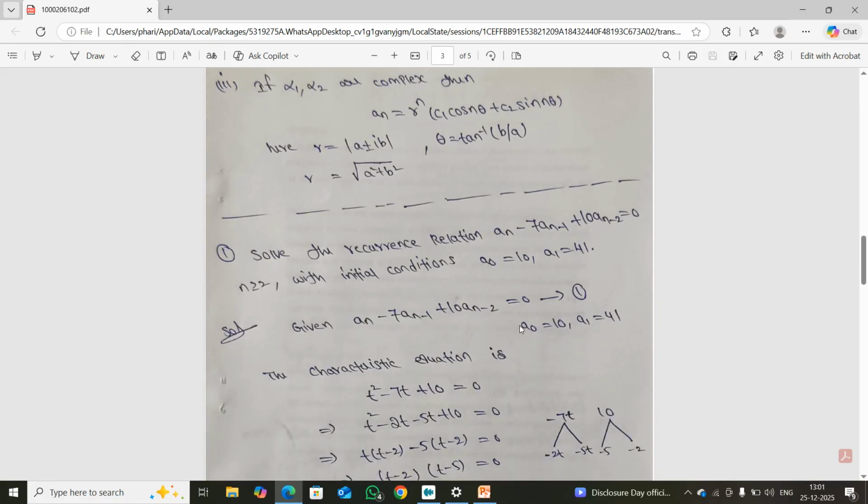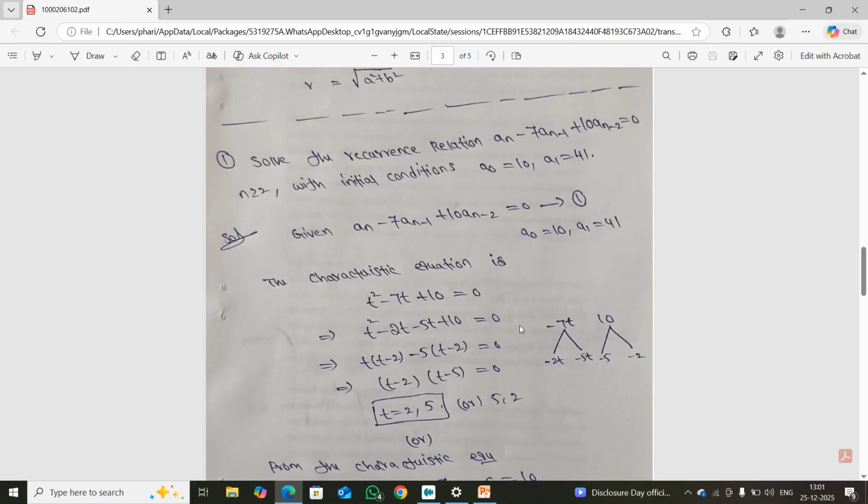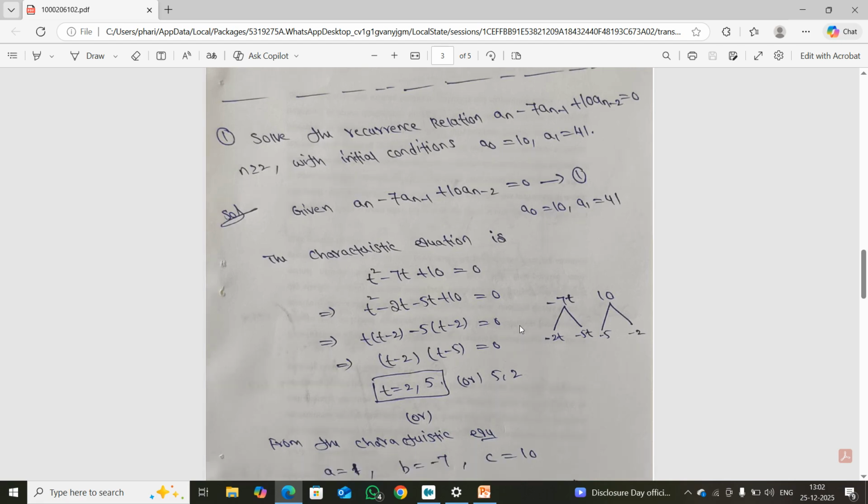Now we will discuss one example problem on a homogeneous linear recurrence relation with order 2. The problem is to solve the recurrence relation a_n minus 7a_(n-1) plus 10a_(n-2) equal to 0. Is this homogeneous or non-homogeneous? Equal to 0 means it is a homogeneous linear recurrence relation. Here f(n) equal to 0. That means this is a linear homogeneous recurrence relation with n greater than or equal to 2 and initial conditions a0 equal to 10, a1 equal to 41.